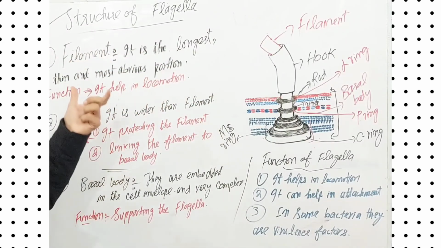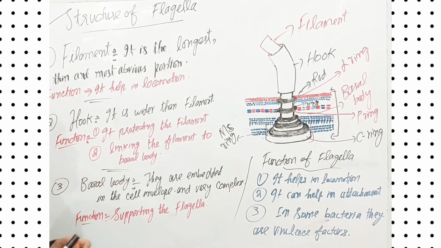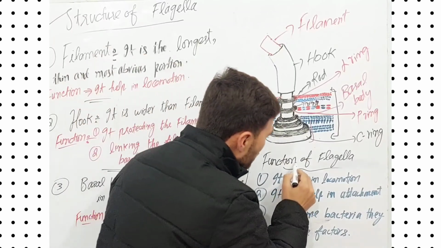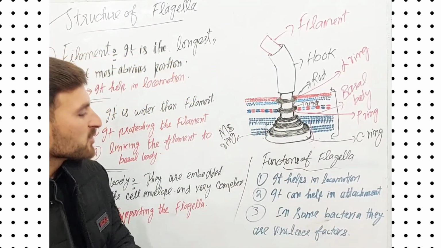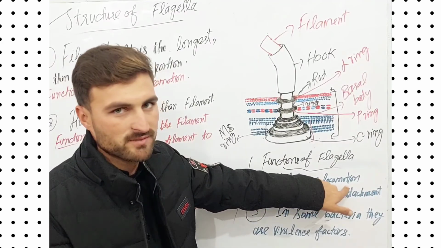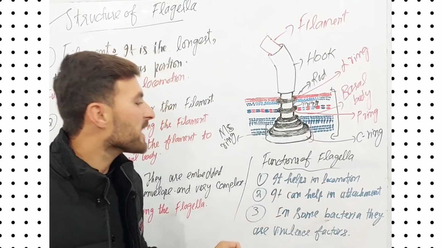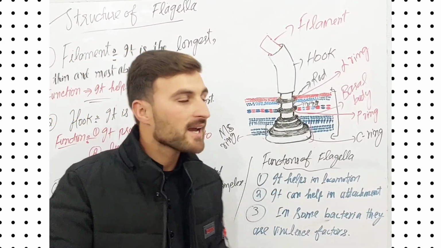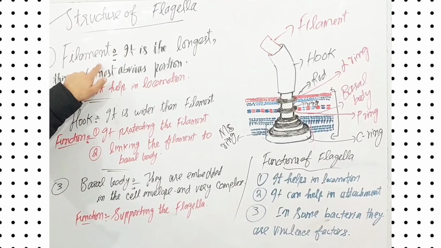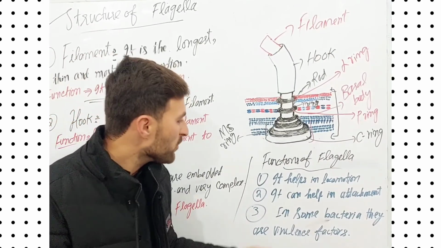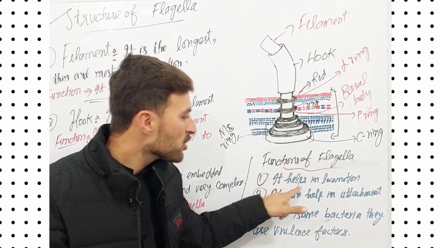After discussing the parts or structure of flagella, now let's proceed to the last topic, that is the functions of flagella. I will write it, functions of flagella. So the first function is that it helps in locomotion. When bacteria move from one place to another, they move with the help of flagella. And I have already said that because of the movement of the filament, the bacteria have locomotion. So flagella help in locomotion.